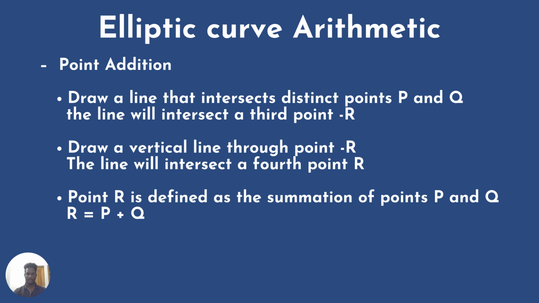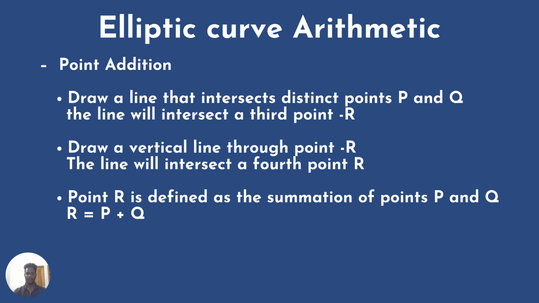Here it describes all the points that we mentioned that we use to create the graph. Point addition is nothing but when we draw a line between two points, we get a third point, minus R, which is a negative integer, and we will not be using it in cryptography. When we join the three points minus R, P, and Q, the vertical line through minus R intersects at a point which we take as R. See, the fourth point of intersection is point R.